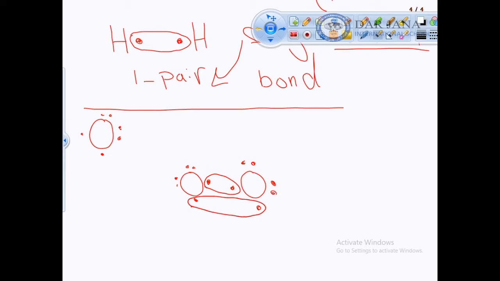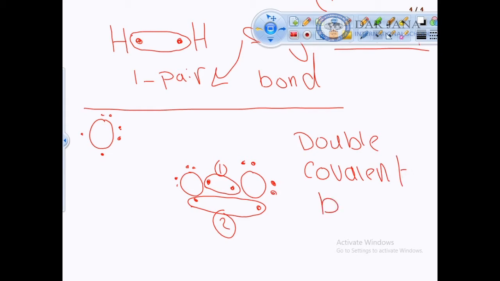Now the question is, how many pairs of electrons or valence electrons are being shared between these 2 atoms? The answer is 2. This is the first and this is the second. So in this case, we have what we call a double covalent bond. Okay, so again, double because the number of electrons shared are 2 pairs, not 1. So it's double, and covalent because both atoms are non-metals.